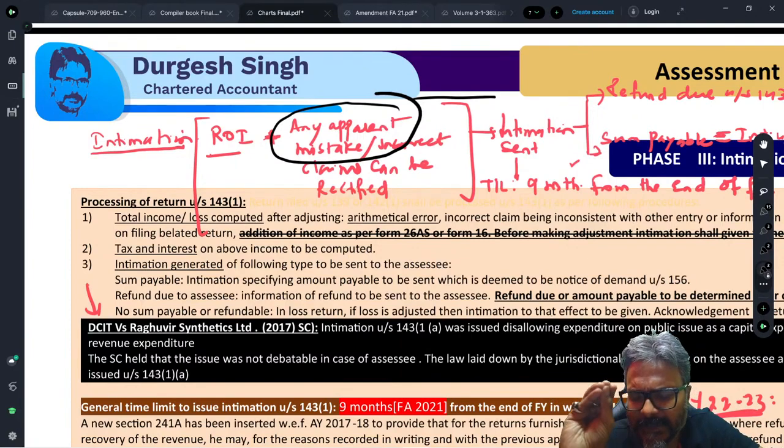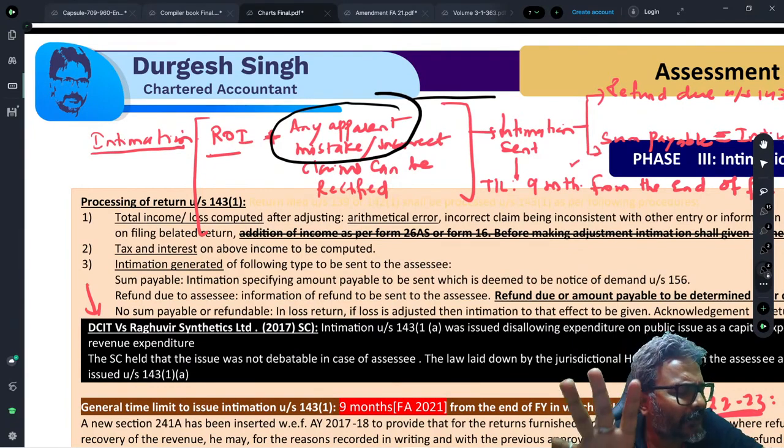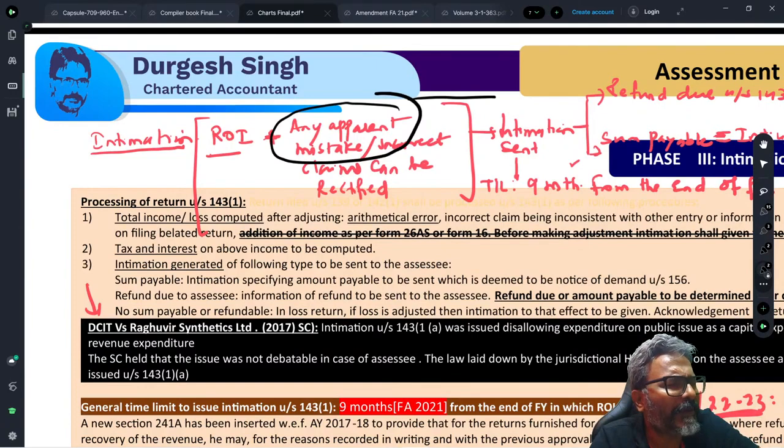Now, with this apparent mistake concept, students, all of you please pay attention to this point as well. What happens in this case is that there was a case. As you would be aware, a judgment of the Supreme Court will bind the entire country. Every one of you can agree on this, isn't it? How about a High Court judgment? A High Court judgment is binding only on the assessee or the income tax authority in that particular state.